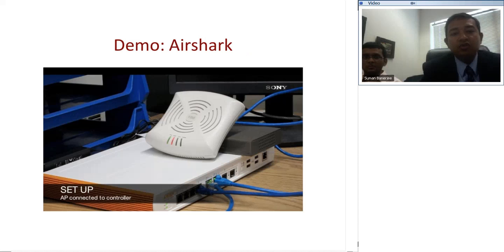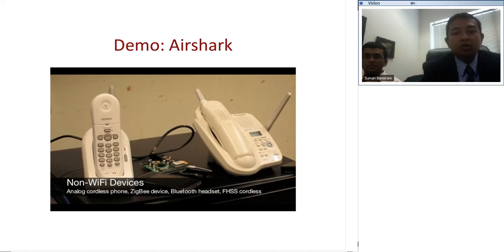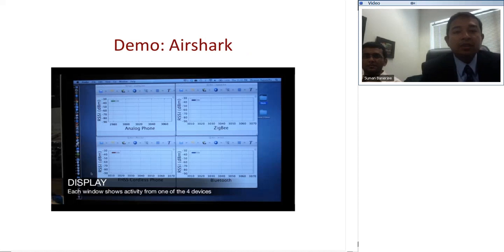The demo will essentially show that we have integrated Airshark with an existing access point. You will see four different non-Wi-Fi devices: two different cordless phones, a Bluetooth device, and a Zigbee device. And in this particular screen, you will see that as each device gets detected, not only do we detect it, so you'll see a line corresponding to it, but you also see the signal strength at which this non-Wi-Fi device is operating. So that will give you a sense of the interference impact that device is causing to the Wi-Fi device.